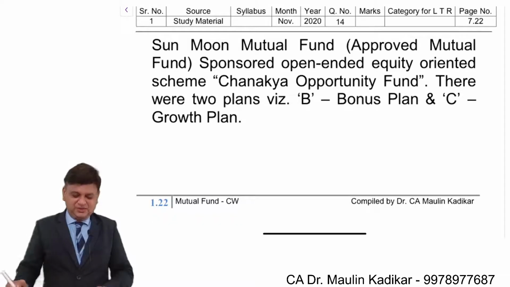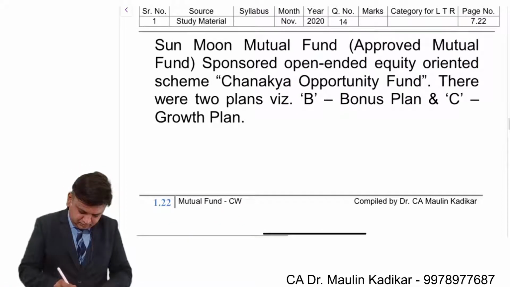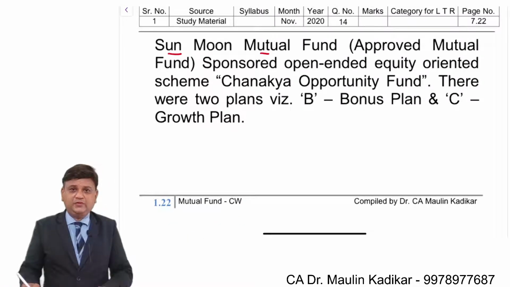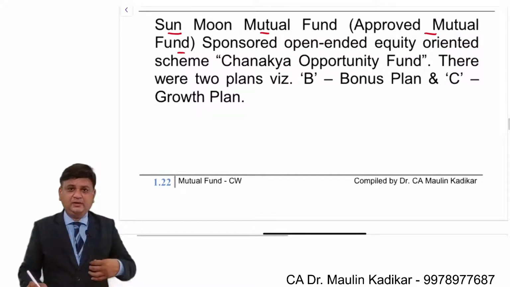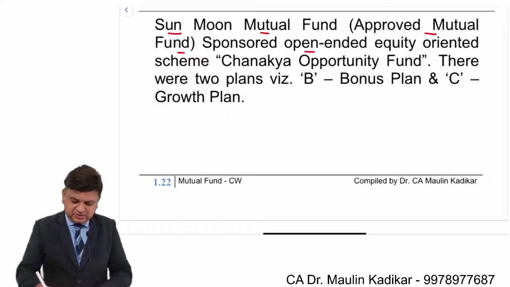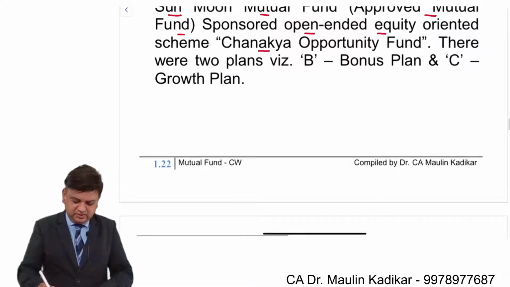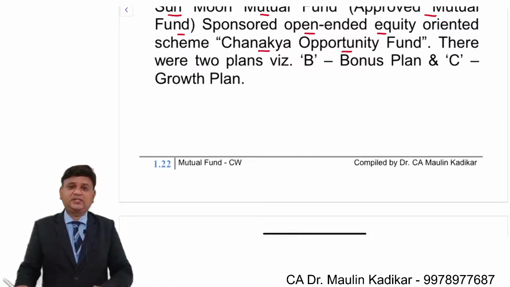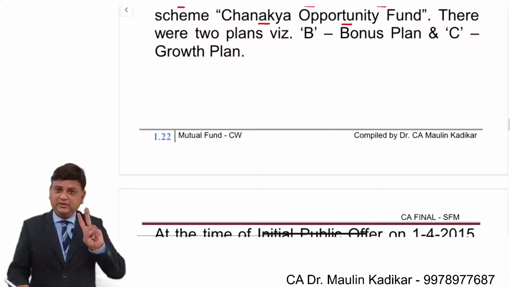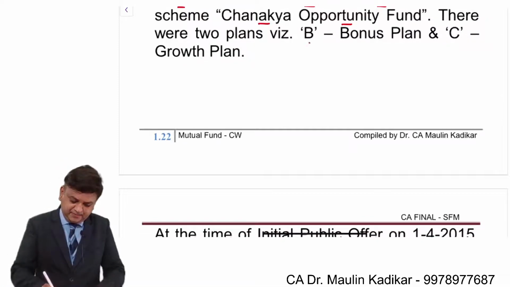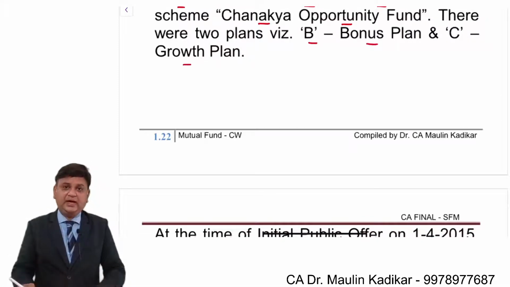Let us see our next question. Sun Moon Mutual Fund. It is an approved mutual fund, sponsored open-ended equity oriented scheme. Name of the scheme is Chanakya Opportunity Fund. There were two plans, namely bonus plan and growth plan.